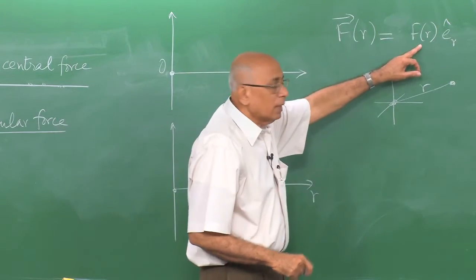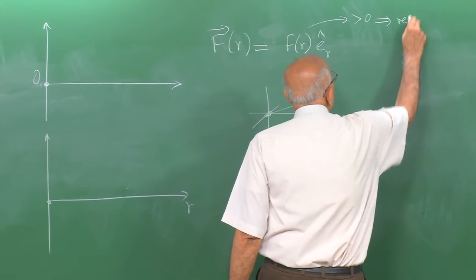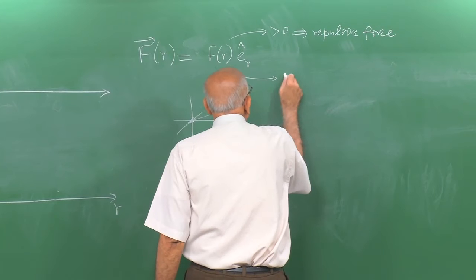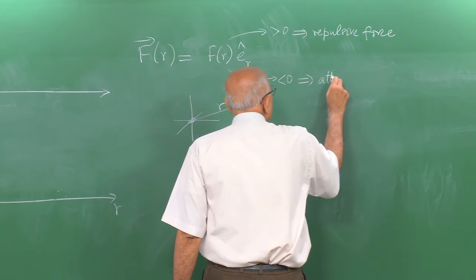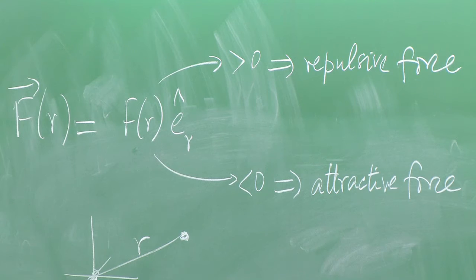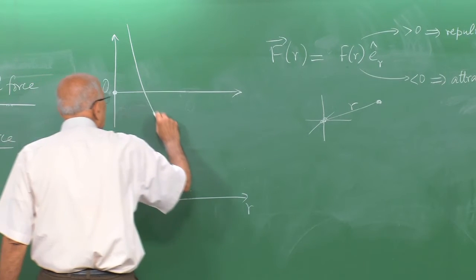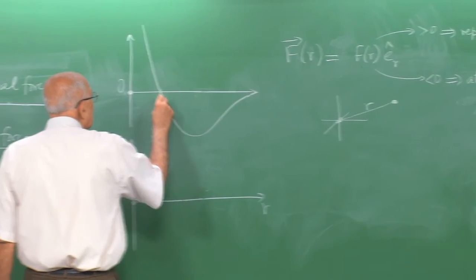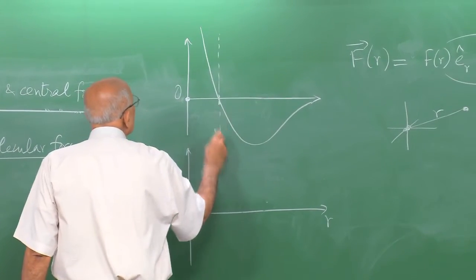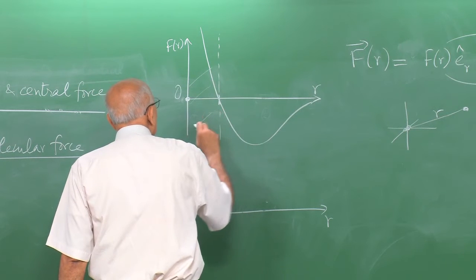So if F of r is greater than 0, it implies repulsive force, and if it's negative, it implies attractive force. And it turns out that in most cases this force becomes extremely large and repulsive, and then it becomes this kind of thing. So there's a point here where it changes sign, and to the left of that point, if I plot F of r here as a function of r, this force is repulsive.